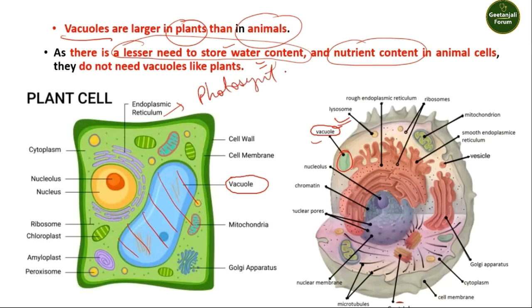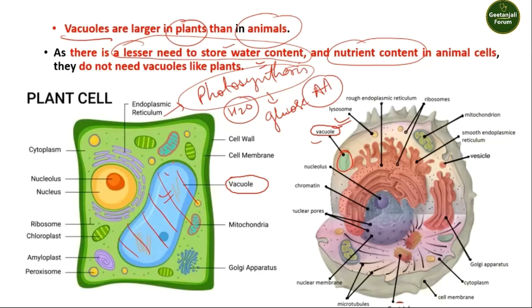While in plant cells, photosynthesis takes place. To perform photosynthesis, they require water, H2O, which is stored in the vacuoles. Also, in the process of photosynthesis, food is synthesized. Food like glucose is formed. Amino acids are formed. All this material is also stored inside the vacuoles. After that, whichever plant part requires that food, it is sent there from the vacuole. Thus, there is a high requirement of storing water and food content inside the plant cell. That's why bigger vacuoles are found in them. While in animals, it is not required. That's why they contain smaller vacuoles.